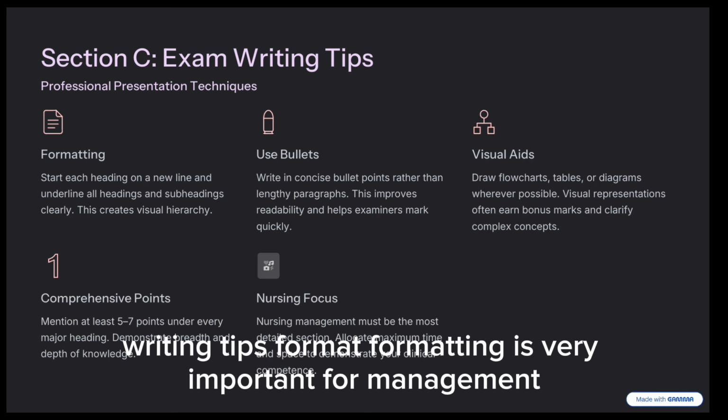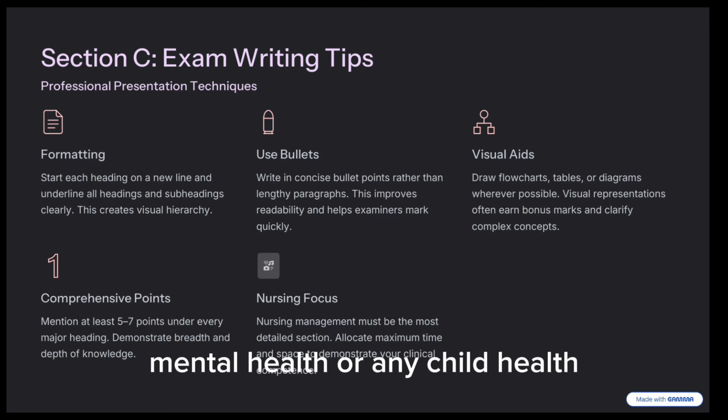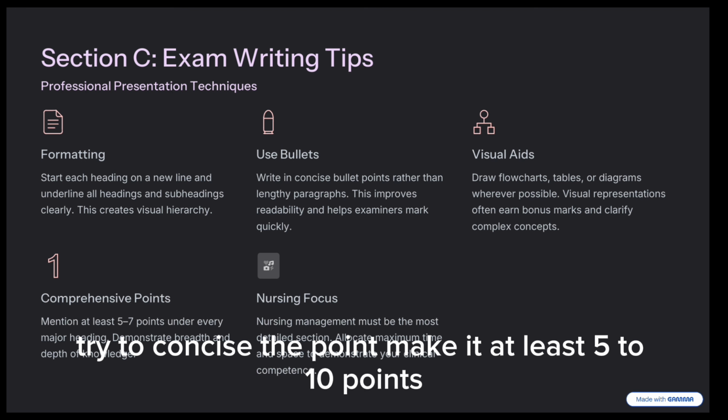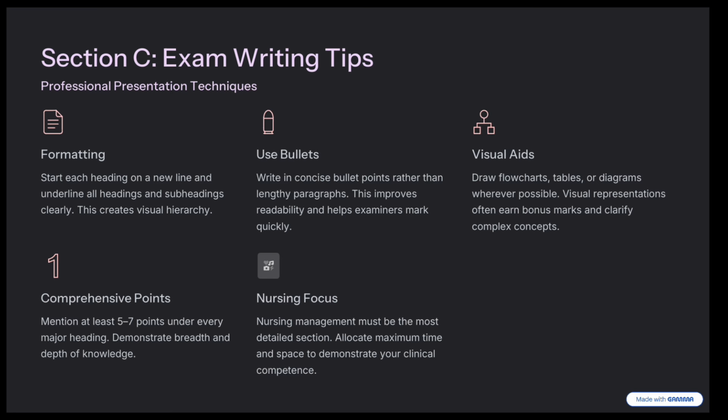Writing tips. Formatting is very important for mental health and child health; in these three subjects, format is important. Use bullet points when you're writing. Don't write in paragraph form; try to make the points concise, at least 5 to 10 points. For visual aids, try to use flow charts, diagrams or tables if necessary. Use your creativity and write according to the question. Write comprehensive points, as I said, and keep a nursing focus, mainly on the management by a nurse.